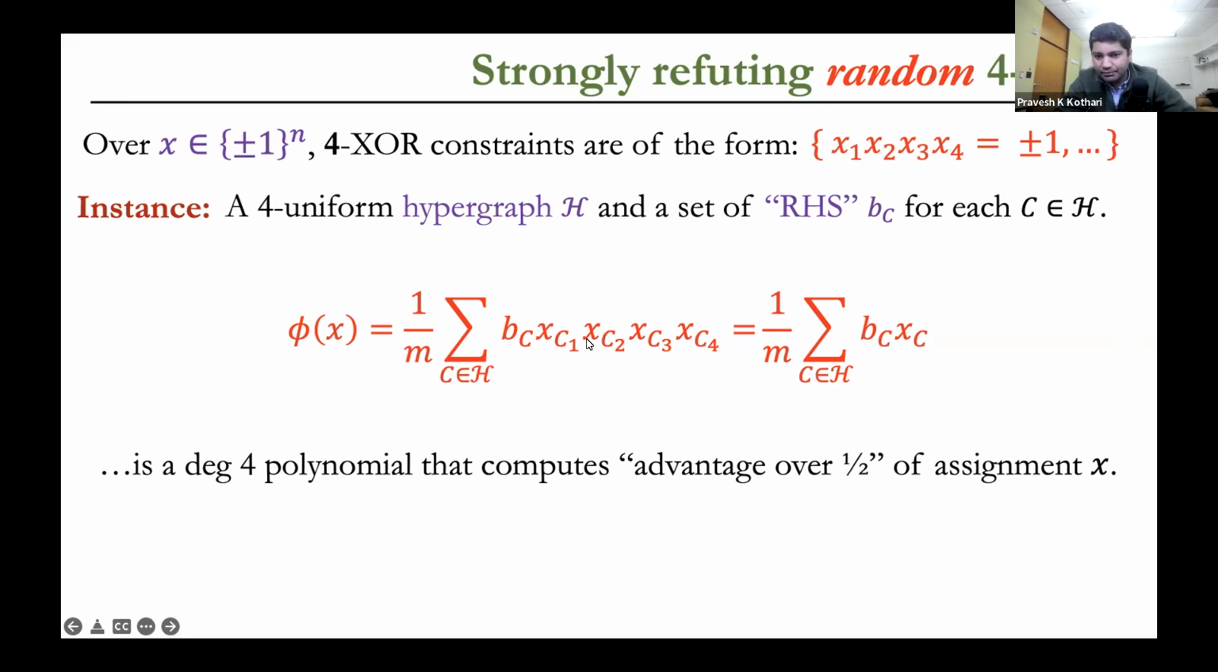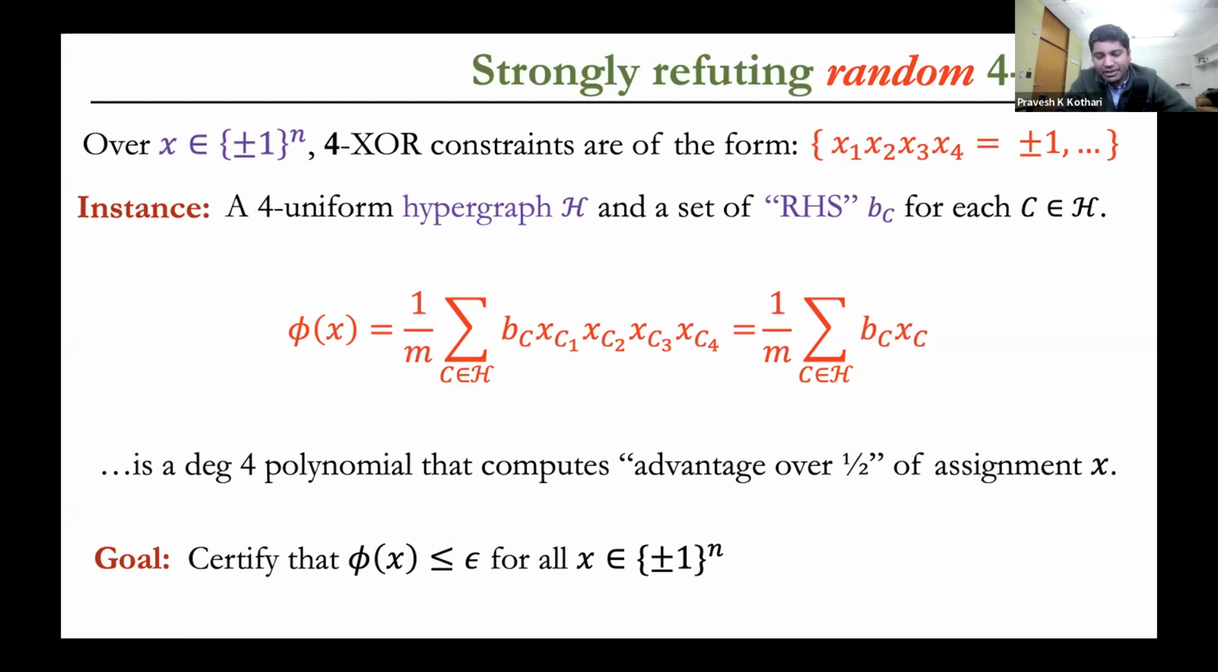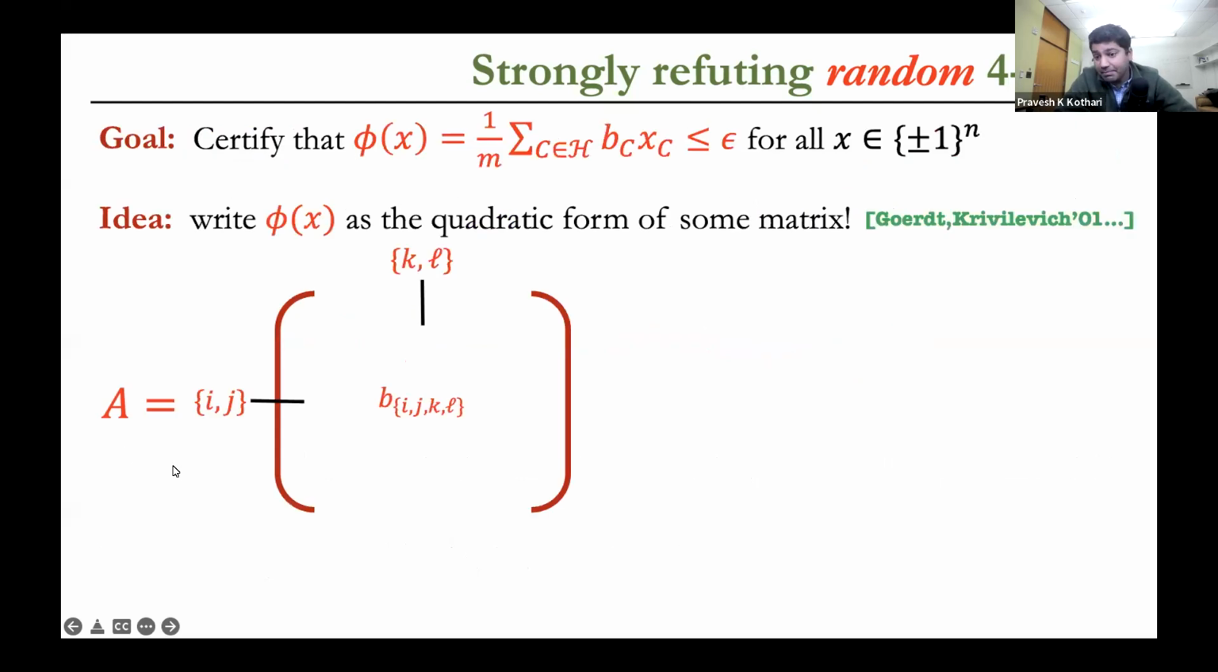So very good. Okay, so therefore the task of refuting, or at least strongly refuting, simply reduces to finding a proof that this polynomial is never larger than some tiny number, let's say epsilon, for every possible x in {±1}^n. Okay, so how am I going to do this spectrally? Well, here's how. I'm simply going to write, and this is the key idea of Grigoriev and Vorobjov, by the way, phi(x) as a quadratic form of some fixed matrix. Okay, and I'll tell you what this matrix is because it is so simple.